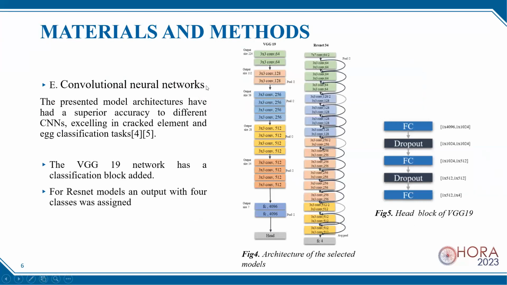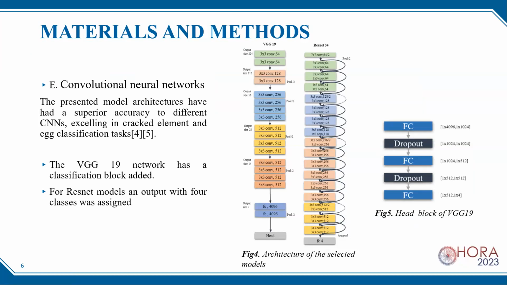For the convolutional neural network, the presented model architecture has had superior accuracy compared to different CNNs, excelling in crack detection and classification tasks. We used the VGG19 network as a classification block, and as an investigation had already been carried out with VGG16, we wanted to know what would happen with deeper layer models, so we also considered using ResNet 34 and 50.